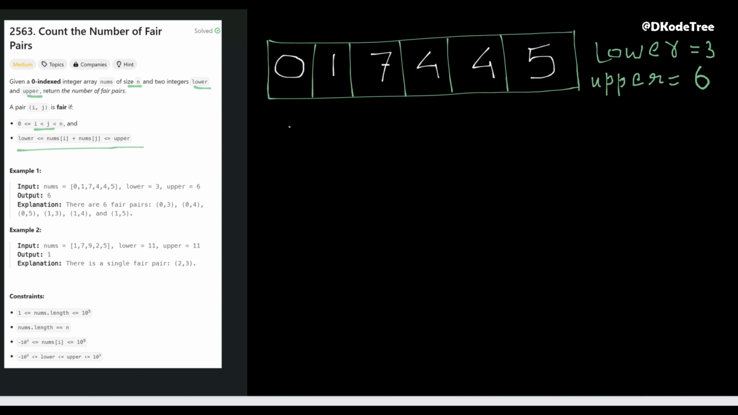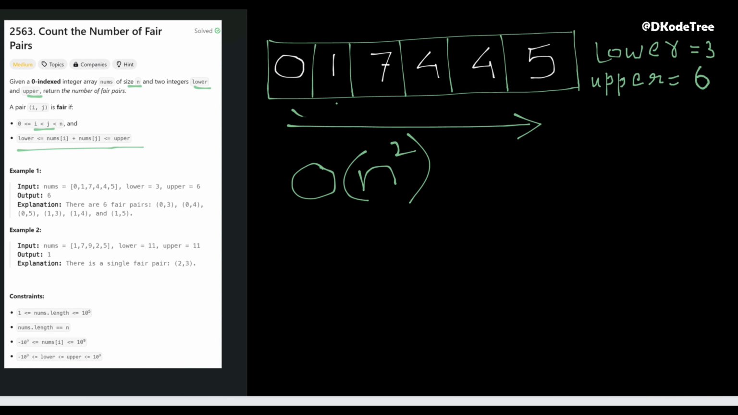The easiest way to solve this problem is by iterating over each pair of given numbers and then checking whether they satisfy the given condition. This is the brute force approach, which runs in O of n squared time, as we are using two for loops and iterating over all the possible pairs. But let's see if we can do any better than this.